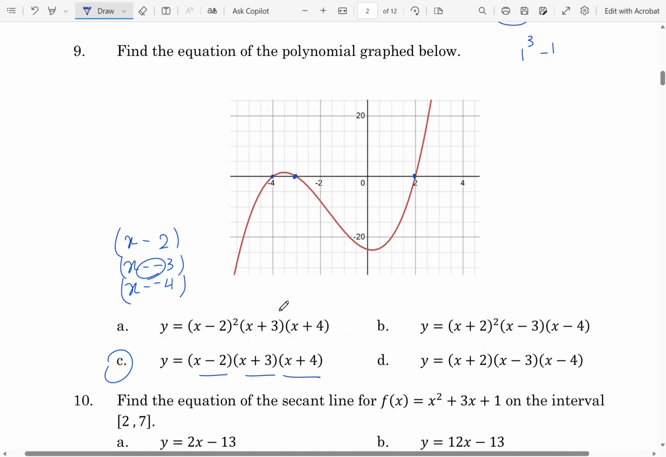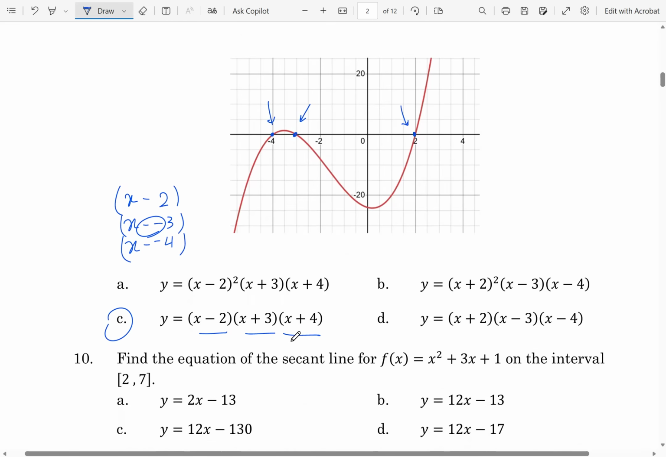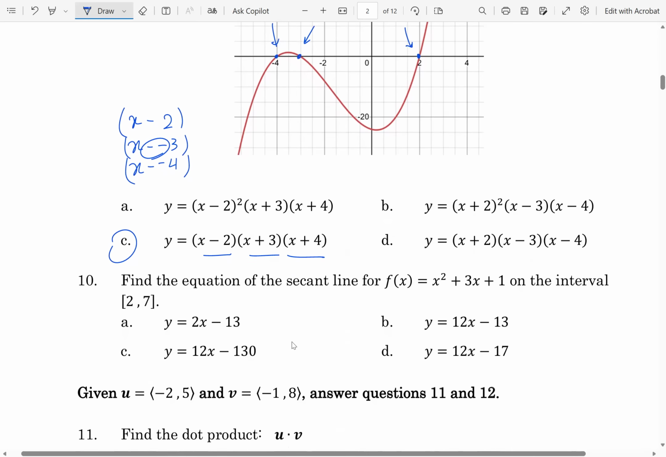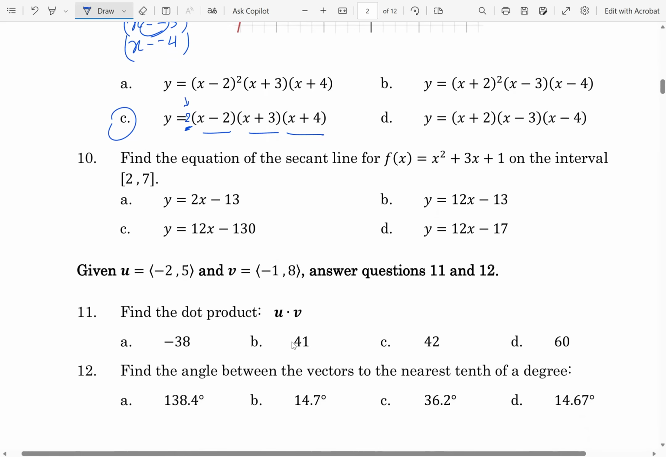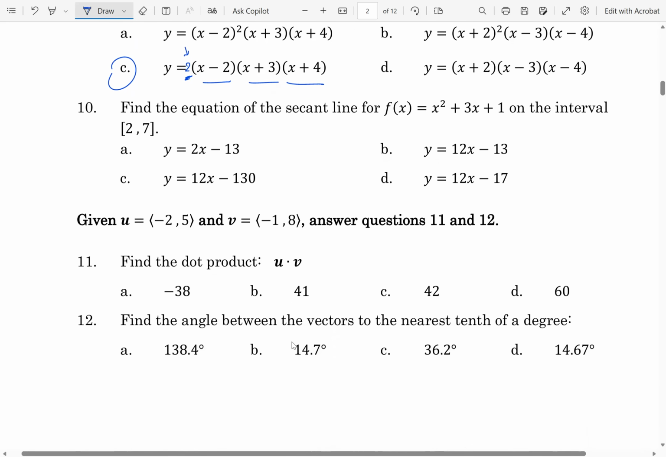The x-intercepts of the function, these 3 points, help me figure out which equation is correct. Sometimes you may get a number outside, maybe a vertical stretch of 2 or 3, something. It doesn't matter, no problem. If you have any positive number here, it's okay. I'm sorry.